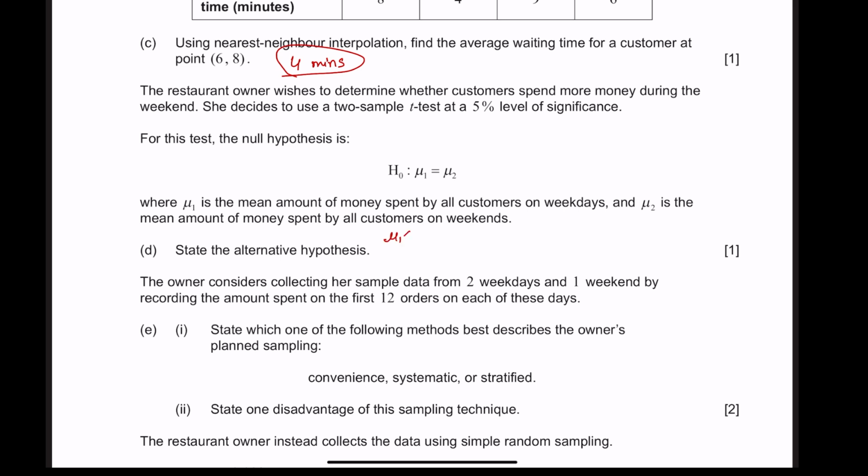The alternative would be mu1 less than mu2. That is, the amount of money spent by customers on the weekend is greater than the amount of money spent by all the customers on weekdays. So this will be the alternative hypothesis.